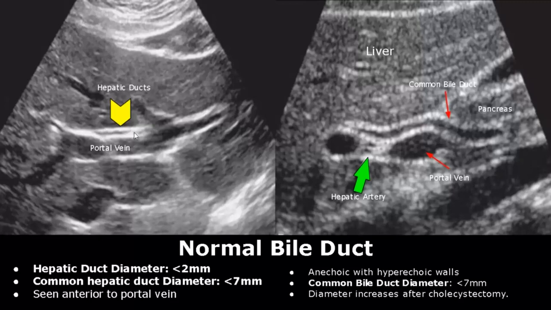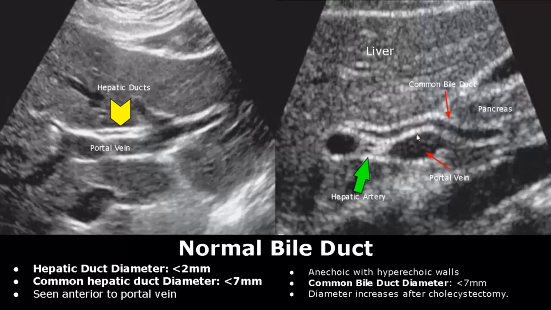The right and left hepatic ducts join together to form the common hepatic duct. Then the cystic duct, which comes from the gallbladder, joins the common hepatic duct to form the common bile duct. Here is the CBD entering the pancreas.